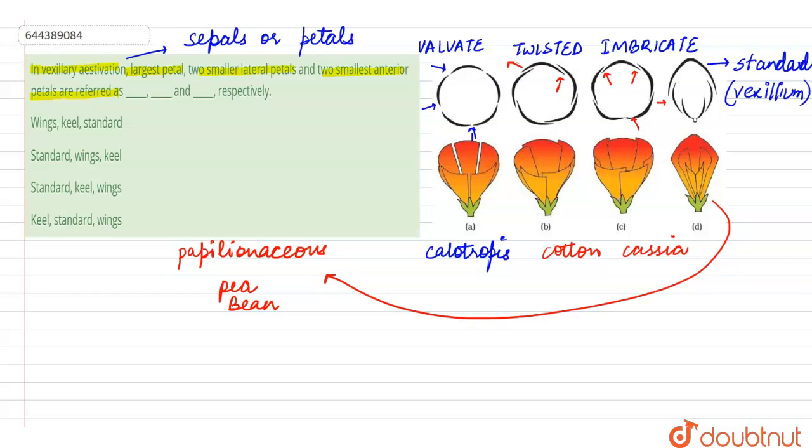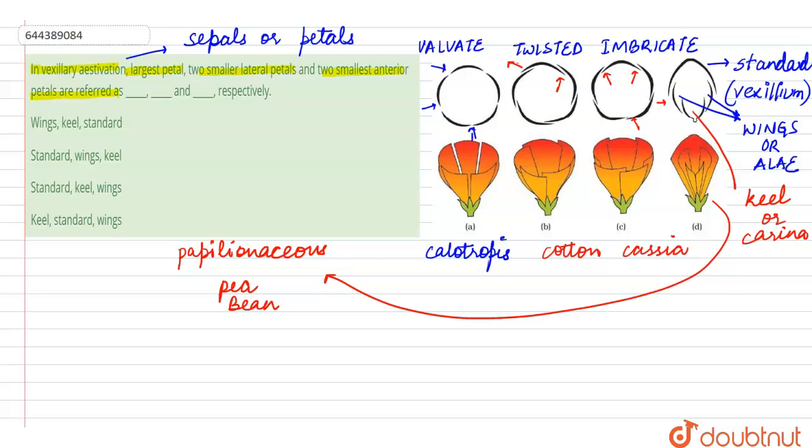Followed by this, it is having two lateral petals here. These lateral petals are not fused to each other, they are smaller than the standard petals, and these are called as wings or alae. So this is the name given to this, while there are two petals which occur as keel here, and they are fused to each other, and this keel is also known as carina.